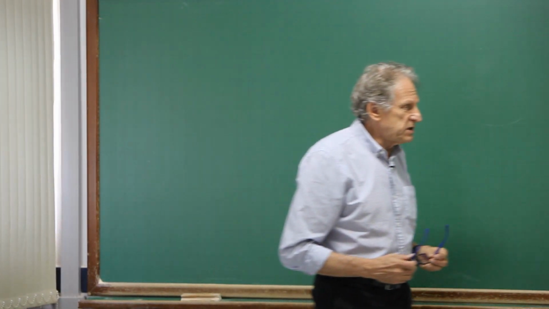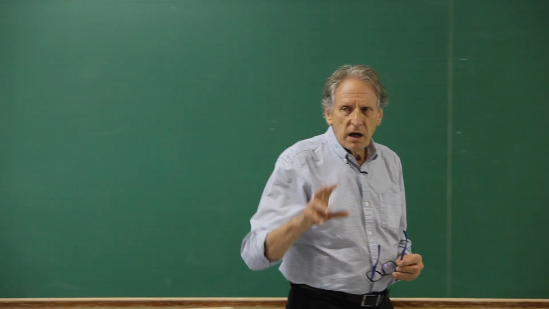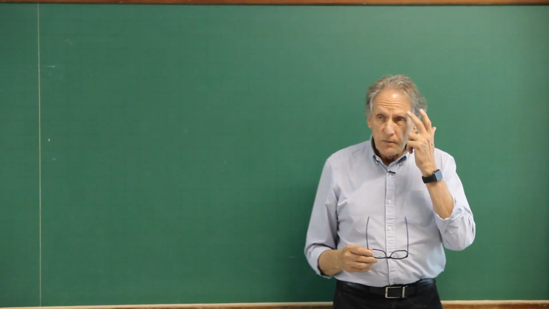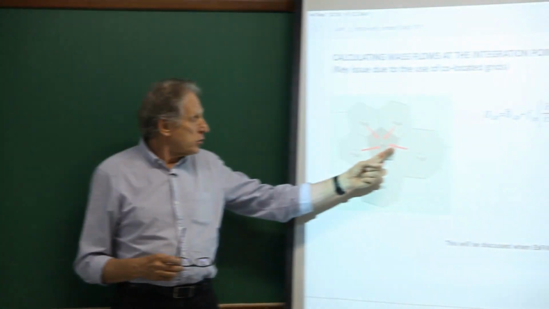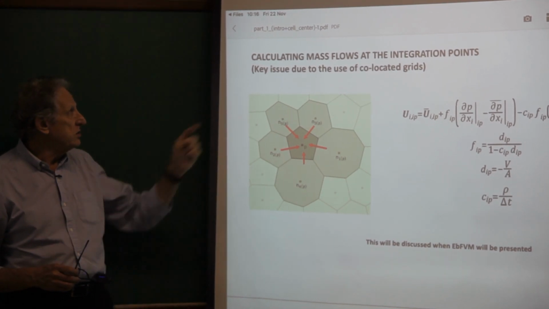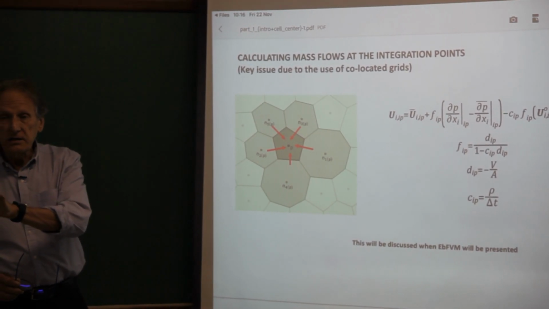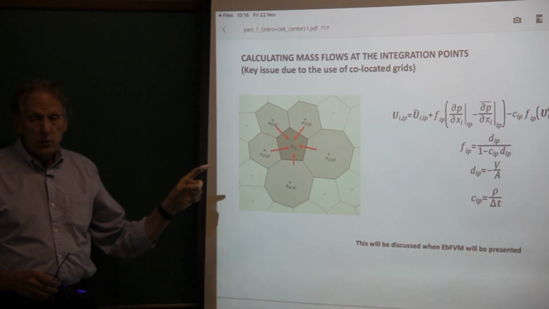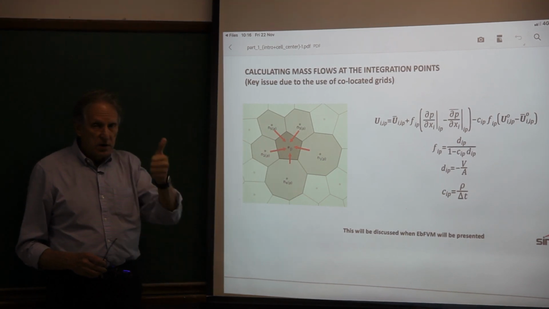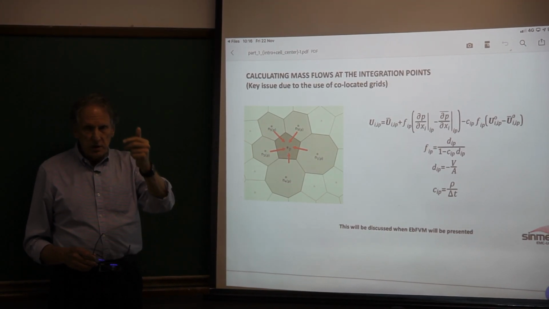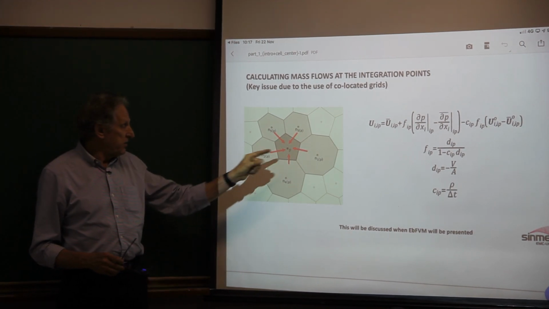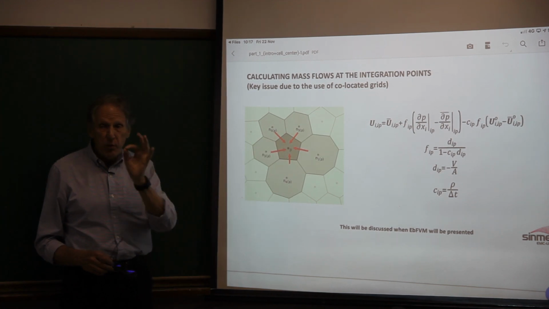Another important point in unstructured grids is how do we calculate the mass flow at the boundaries? This is a very important issue, and it is connected with the fact that we are using co-located variables. If you have pressure, velocities, temperature, turbulence quantities, density, everything is stored in the same point.